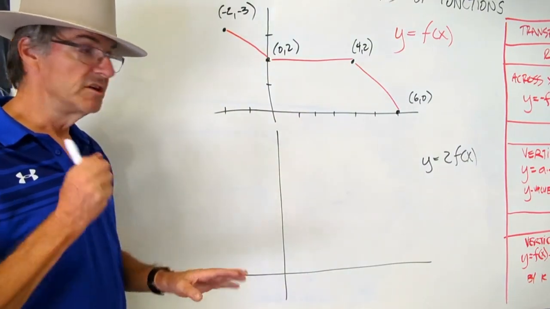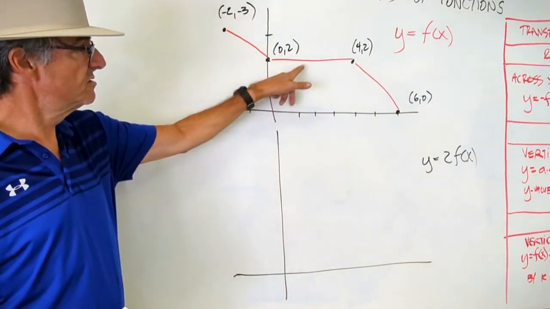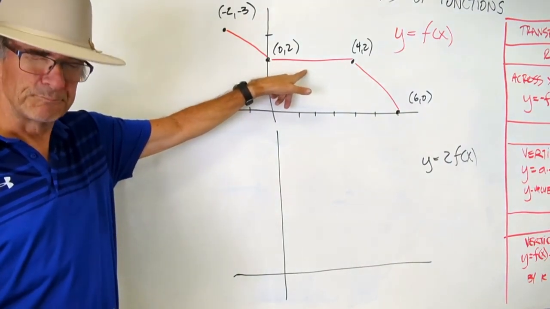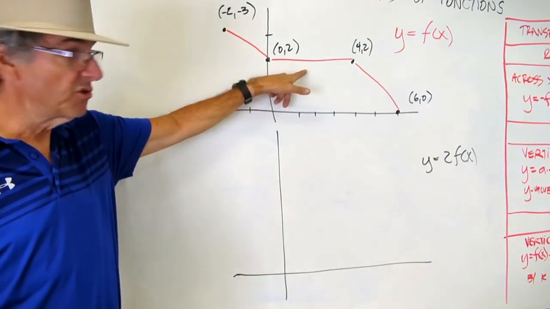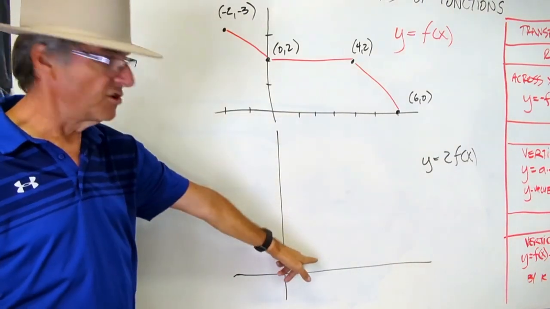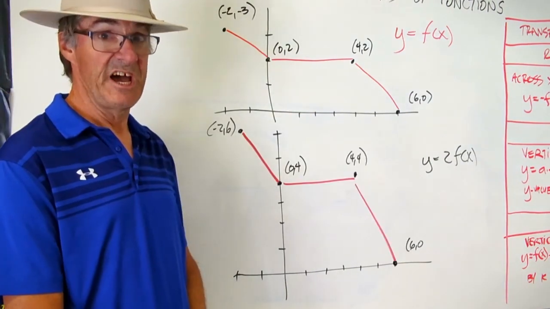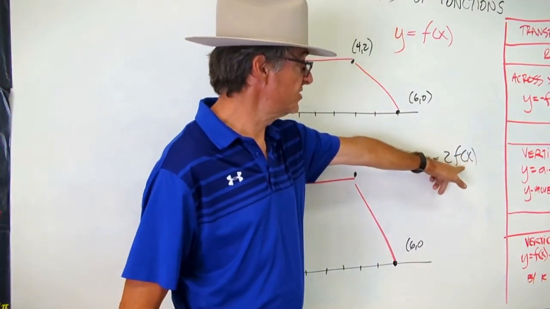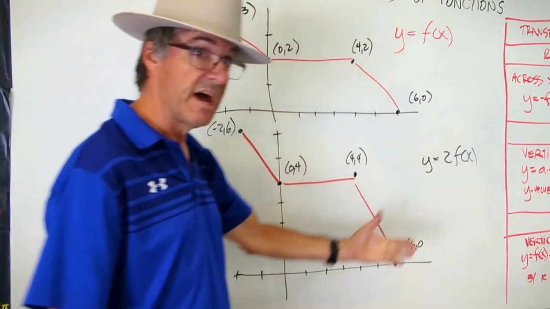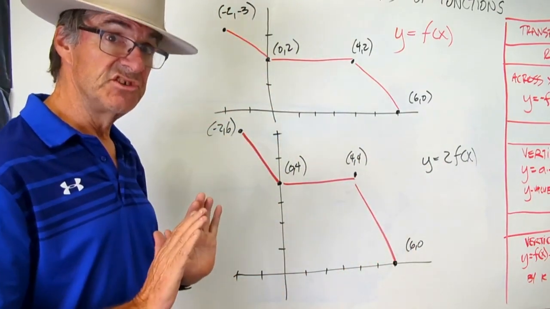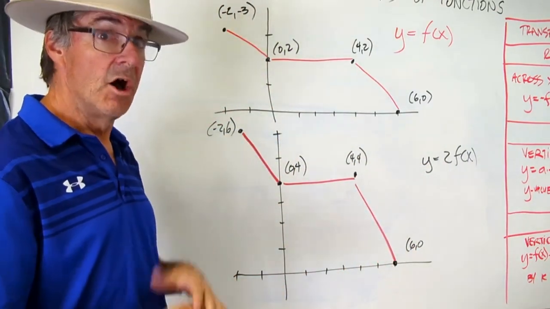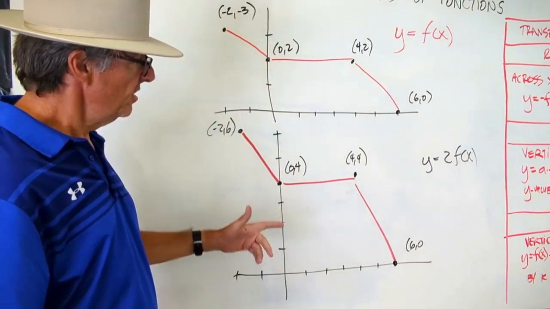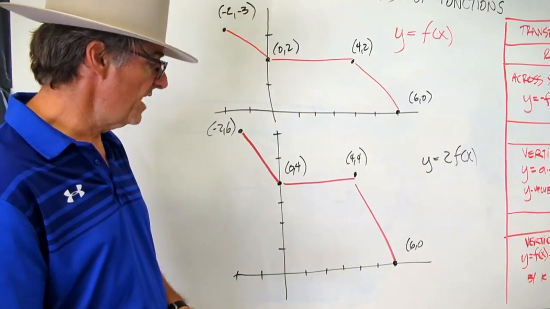So now I want you to pause the video and put this graph through a vertical dilation and create the new graph right there. Let's see how you did. So what I did is I took my output of my function, my y value, and I just multiplied it by 2. Did not change the x values. This is only a vertical dilation, so it's only going to change in the y direction. So all the y values got multiplied by 2.